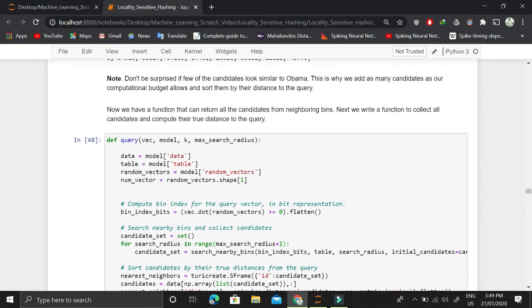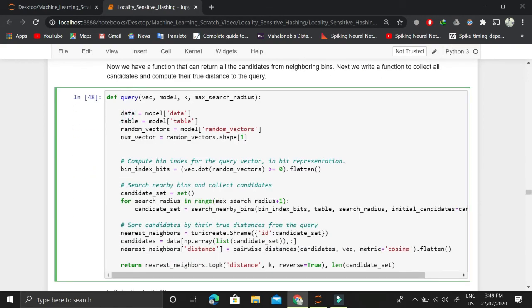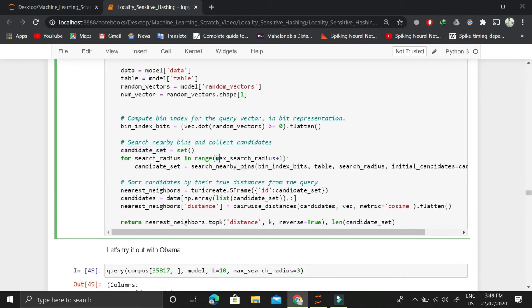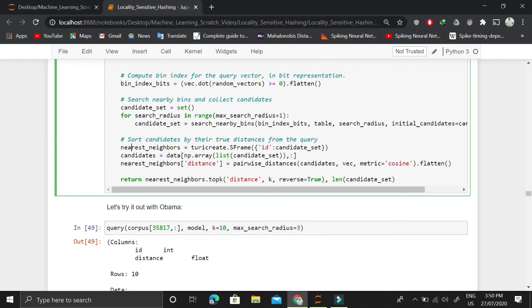Below that, this is just a query function where we have this model, and inside the model, as I've already explained, we retrieve this dictionary containing data, table and random vectors. Using all of this, we will compute the bin indexes, or binary numbers, and look at the initial candidate set that we have retrieved. Then we do this nearby search bins. Using these nearby search bins, we will also update this candidate set by retrieving those nearby bins' samples, and using all of these samples, we will calculate the pairwise distances, and then we will retrieve the top k nearest neighbors.